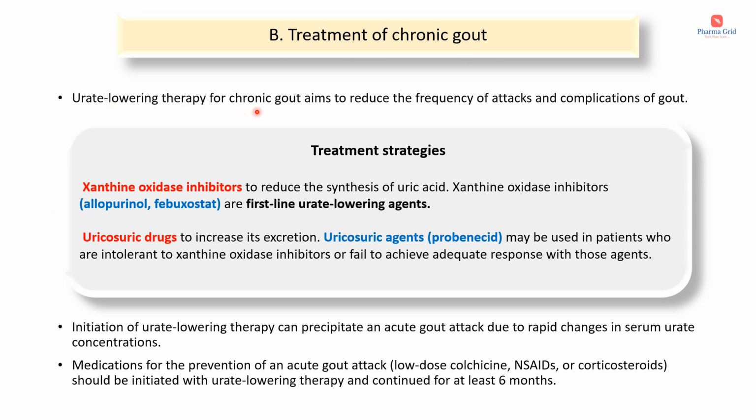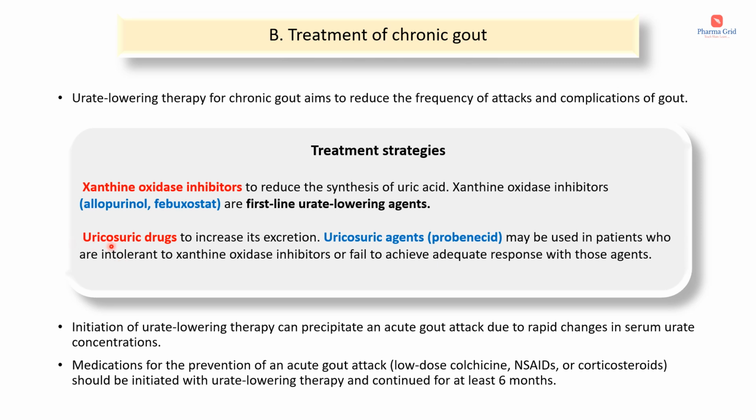Urate lowering therapy for chronic gout aims to reduce the frequency of attacks and the complications of gout. So the main treatment strategies include two main categories. The first one is xanthine oxidase inhibitors and the second one is uricosuric drugs. Xanthine oxidase inhibitors reduce the synthesis of uric acid. Examples include allopurinol and febuxostat, and the xanthine oxidase inhibitors are considered the first line urate lowering agents.